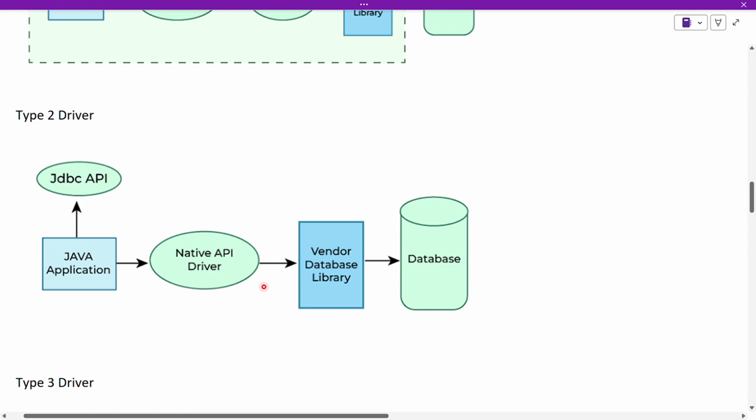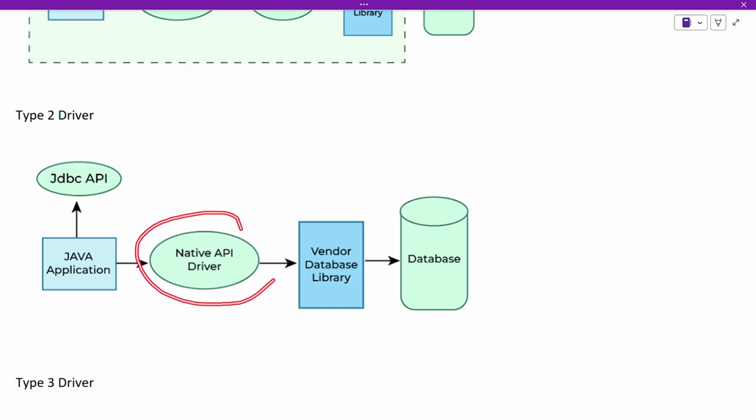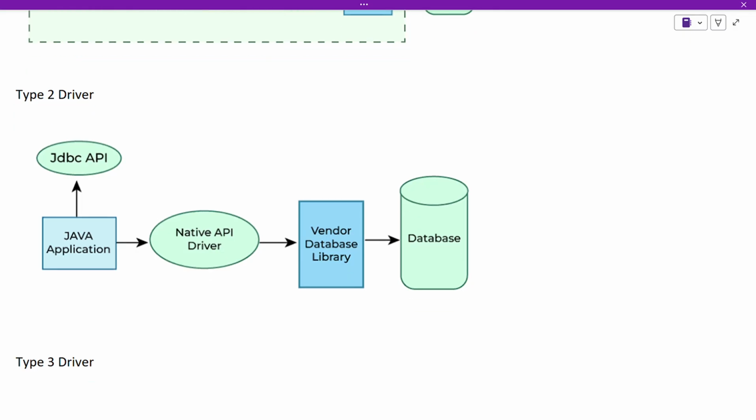This is the native API driver. Okay, let's say ODBC is not enabled on the system. Even though ODBC is not enabled, we still have the native API calls of our database system, right? So we can access all those APIs which are provided by the native database software. We can use this native API driver, which is going to act as an intermediary between the vendor's APIs and our Java JDBC API. So let's see the third one.